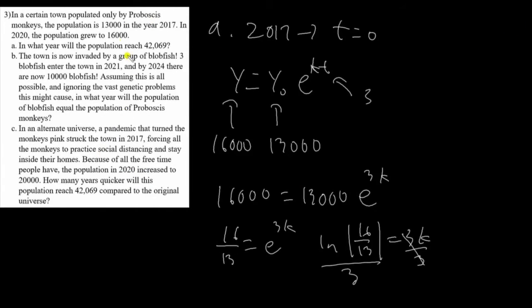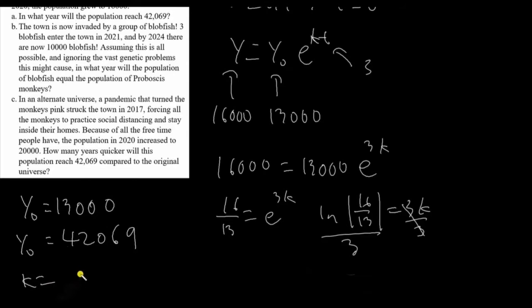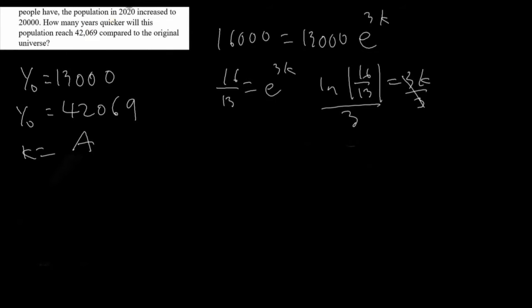And let's look at part A now, to see what it's asking us. In what year will the population reach 42,069? So we know that the initial population is 13,000. The final population is going to be 42,069. And then the k value is whatever I have stored in the variable a. Okay, and then I can use the same equation again. That's not supposed to be a y0, is it now?